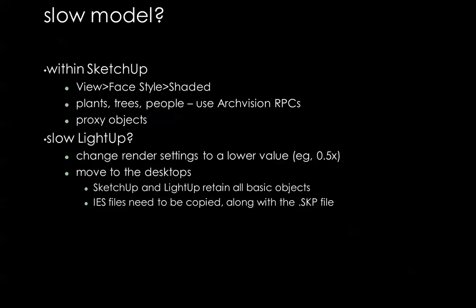The other thing you can do is you can always just move to the desktops. Taking a SketchUp file is a heck of a lot easier than a Revit file because all textures and light bulbs are embedded within the model, so you just need to get that file. You can email it to yourself. IES files, if you happen to have downloaded an IES file from a manufacturer's website, which is highly unlikely, you'll have to copy that.